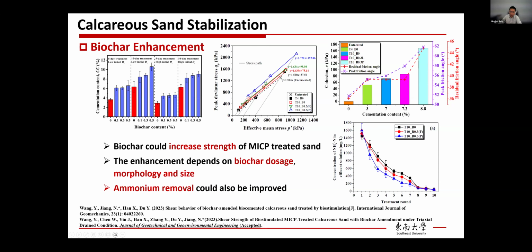Then we also looked at how the concentration of ammonia can be reduced through biochar addition. So the blue one here is with the fine particle biochar. Then we can see that when we do the flushing, the ammonia can be absorbed by the biochar, so it reduces the fastest compared with the other two cases.